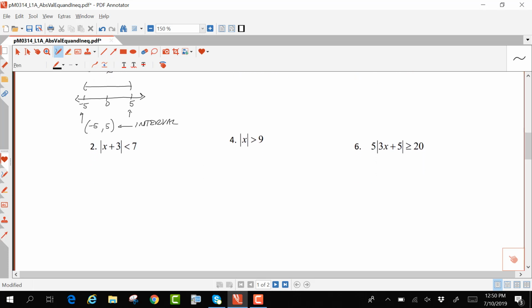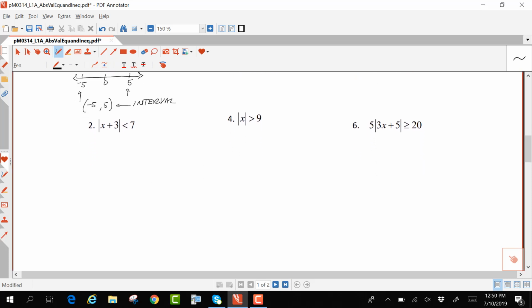Let's move down and do number 2. Now remember, if it's a less than symbol, I usually write it as a compound or string inequality. So I write my x plus 3 less than 7 and greater than the negative of that number on the right side, or the -7. This absorbs the absolute value. Notice the absolute value is not written anymore. So now I solve this string or compound inequality by subtracting the 3 off of all portions, leaving an x less than 4 and greater than a -10.